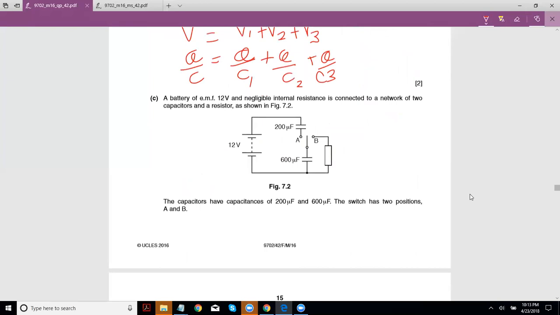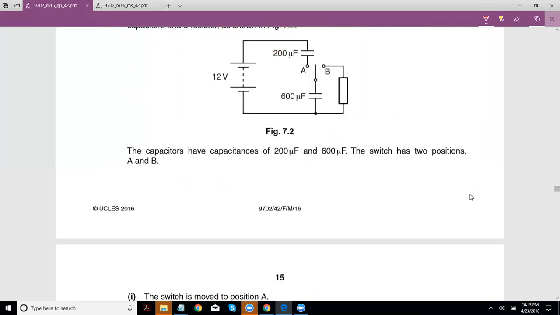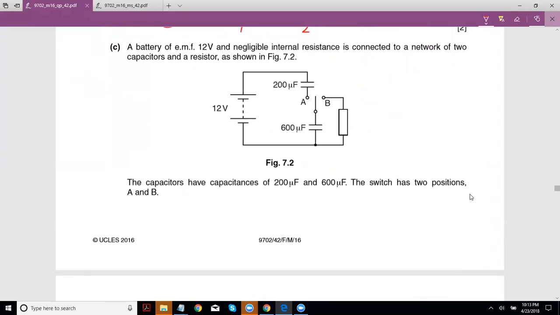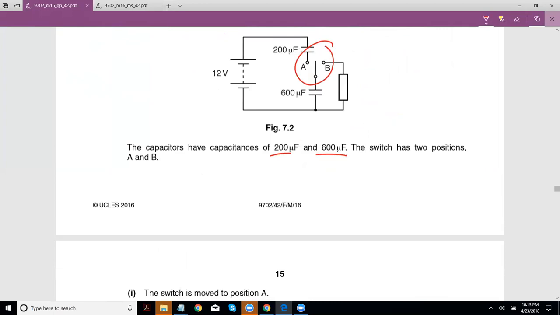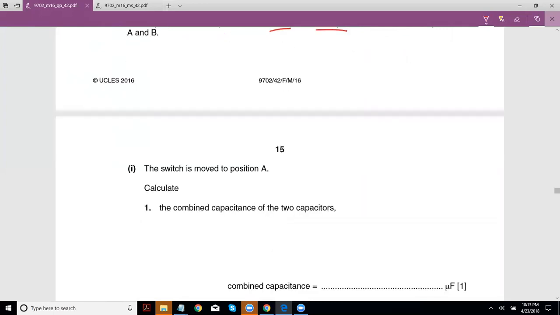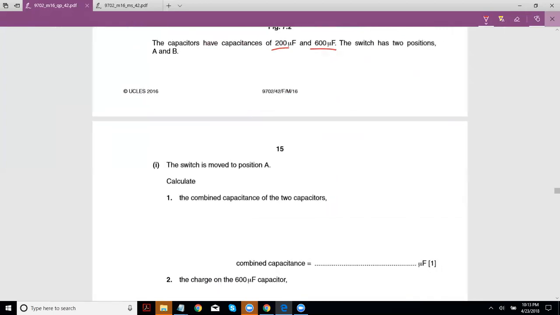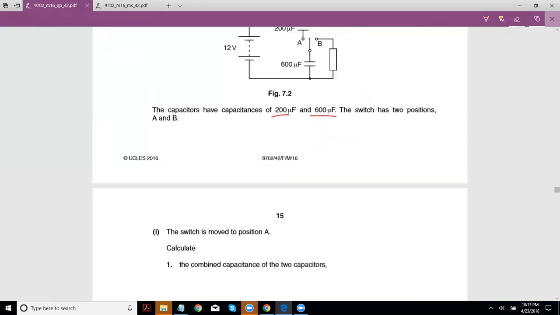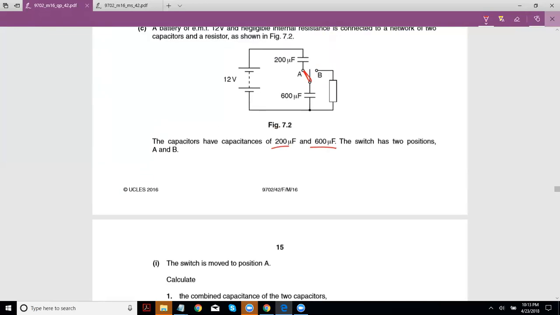Battery of EMF 12 volts and negligible internal resistance is connected to a network of 2 capacitors and a resistor. The capacitors have capacitances of 200 microfarad and 600 microfarad. The switch has 2 positions. So basically, ये आपकी switch है, A and B. The switch is moved to position A. सही है, तो मतलब आपने ये कर दिया basically. You moved it to position A, so the resistor isn't going to be taken into account. That's the basic idea.